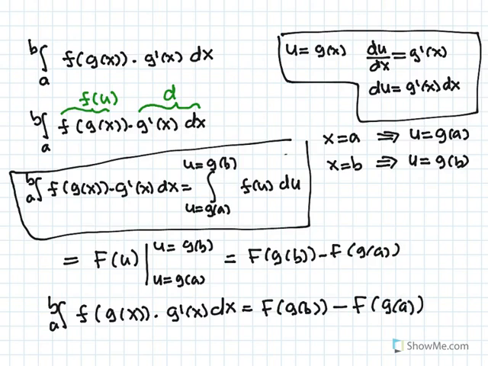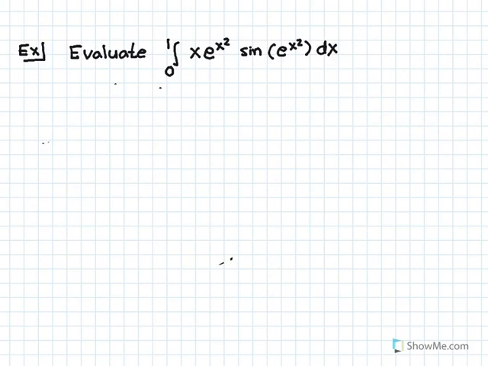Alright, let's look at some examples. Here we have the integral from 0 to 1 of x e to the x squared times sine of e to the x squared dx. We start by making a substitution. Let u equal the inside function inside the sine function, u equals e to the x squared. The differential du, applying the chain rule, is e to the x squared times the derivative of the exponent, which is 2x dx.